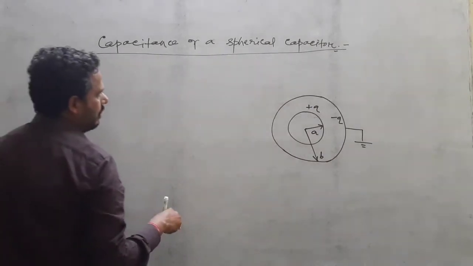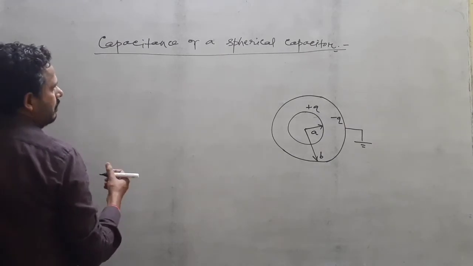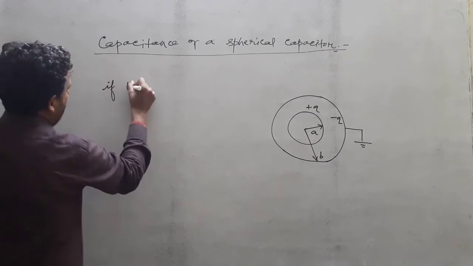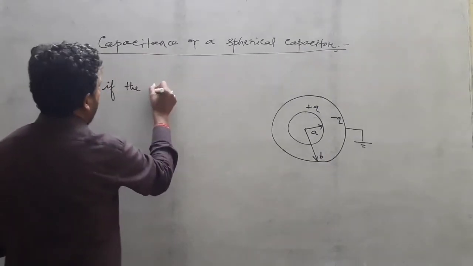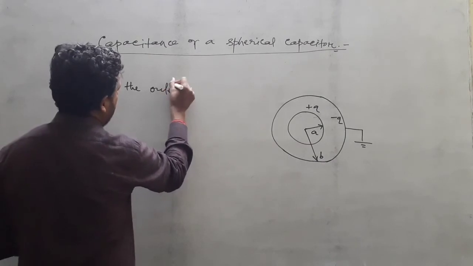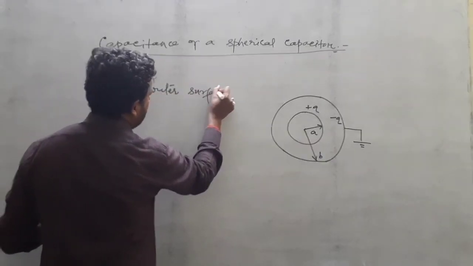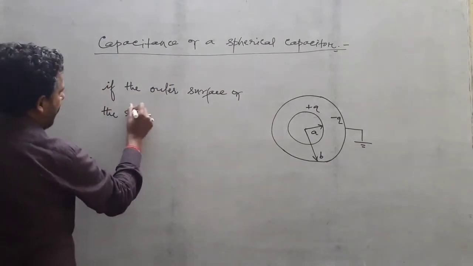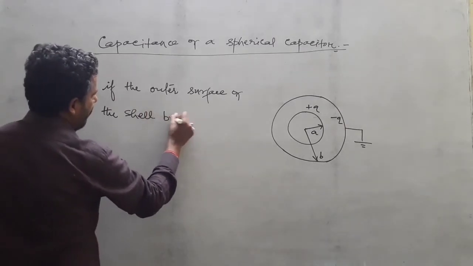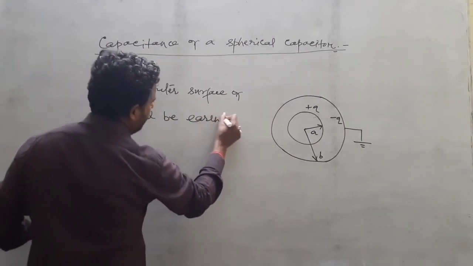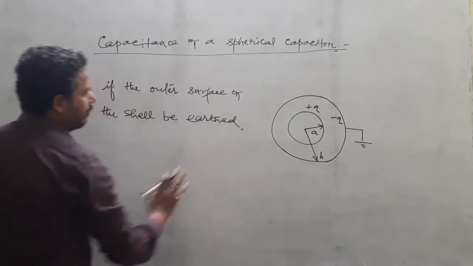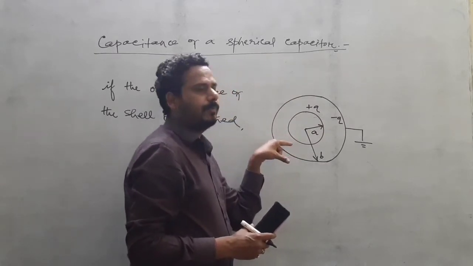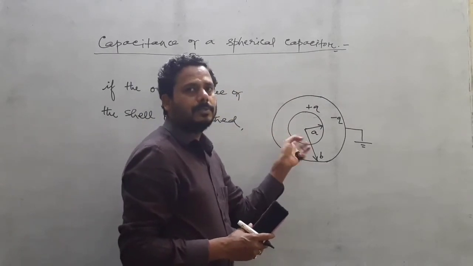So here you can write that if the outer surface of this shell is earthed, then we have to find the capacitance of this spherical capacitor. So just use the concept of generator.